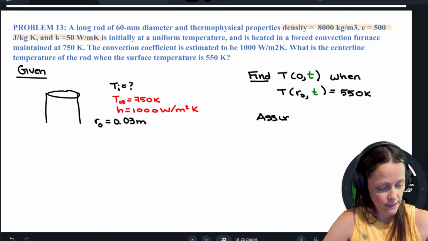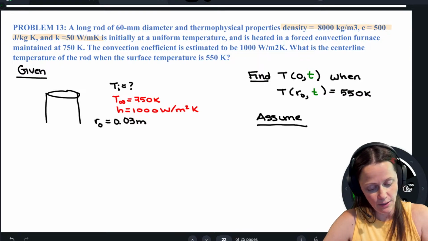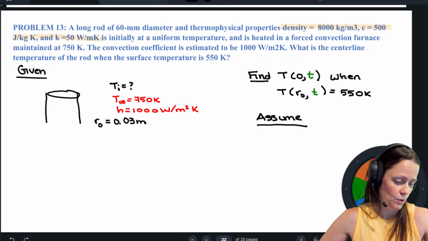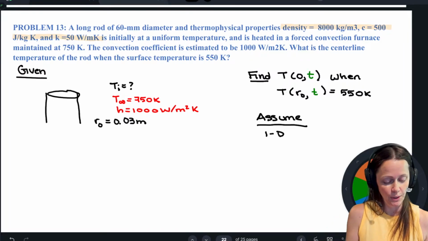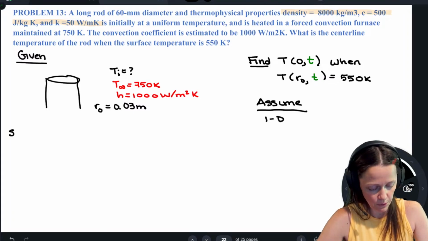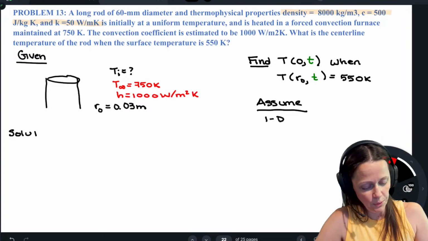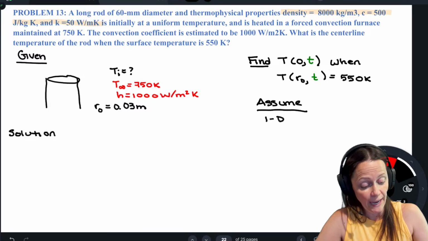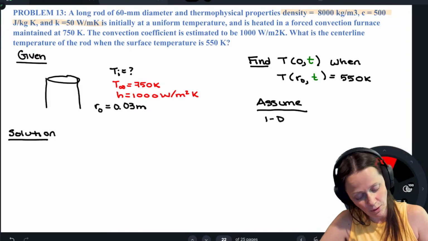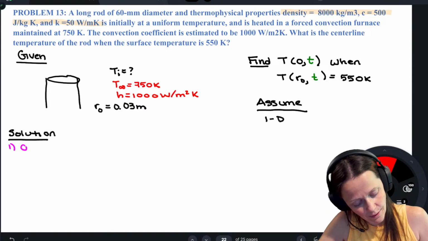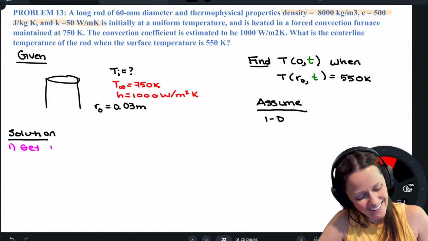All right, so I'm going to go ahead. I noticed that it says it's a long rod. Great, so I'm going to assume if there are spatial effects, it's just going to be in the radial direction. But of course, I'm going to figure things out pretty quickly, see if we have to consider spatial effects by calculating that Biot number. So step number 1, get our Biot number.